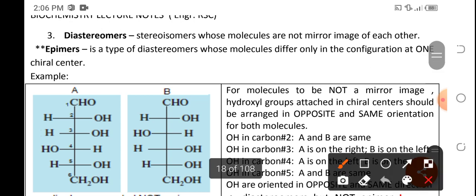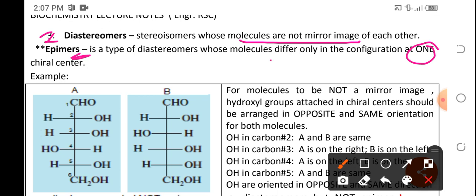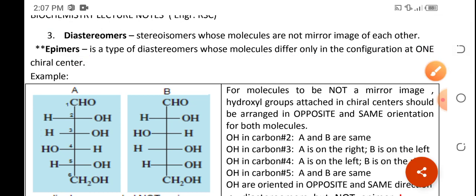Now, for it to be a diastereomer, so that's the second, hindi lahat daw ay oriented on opposite orientation. So therefore, kung hindi siya na-orient on different manner, then therefore it is not a mirror image. Okay? And a special type of diastereomer is an epimer. Pag sinabing epimer, sa isang chiral center lang daw sila nagkaiba. Okay? So, let's have this example.